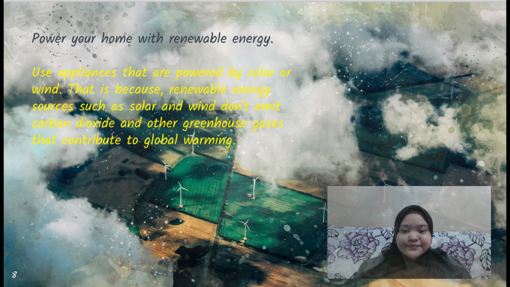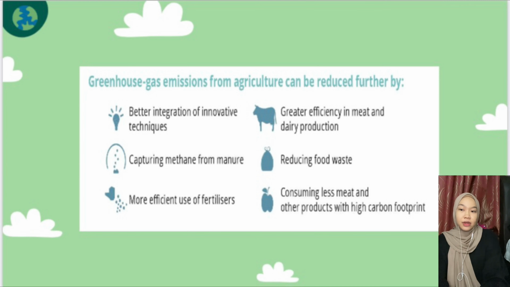Greenhouse gas emissions from agriculture can be reduced further by better integration of innovative techniques, capturing methane from manure, more efficient use of fertilizers, greater efficiency in meat and dairy production, reducing food waste, and consuming less meat and other products with a high carbon footprint.